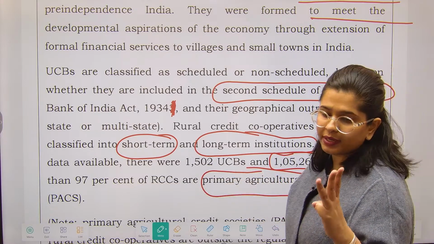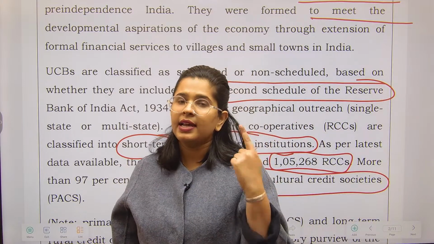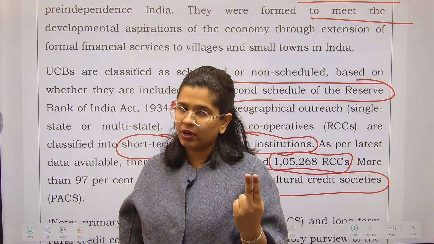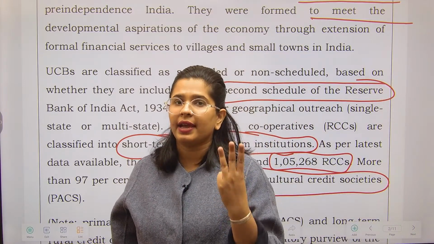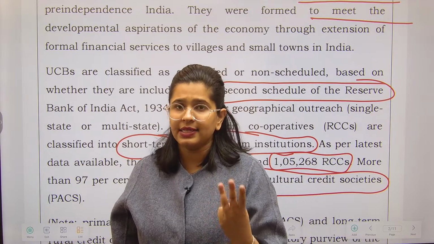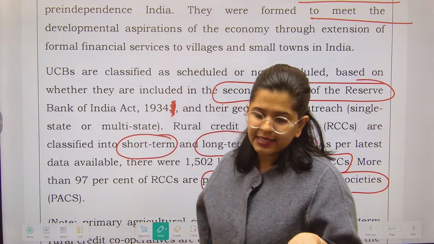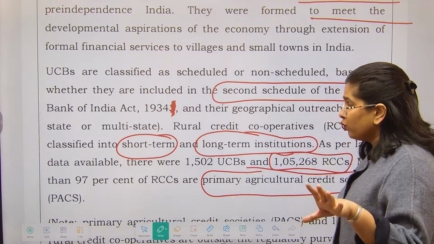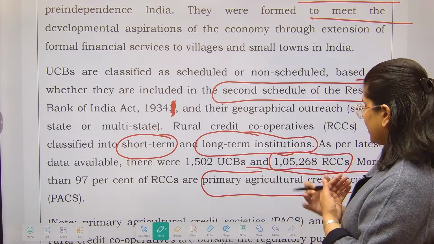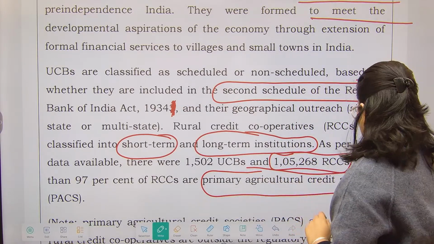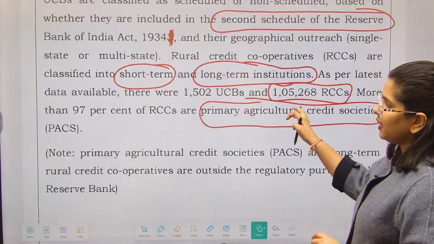In the rural cooperatives, we have seen three levels, right? State level cooperatives, district level cooperatives, and then primary agriculture credit society, that is PACS. तो हमारे पास में तीन levels हैं. Out of that, 97% of the rural cooperatives are under the primary agriculture credit society. Now I will show you the numbers as well.